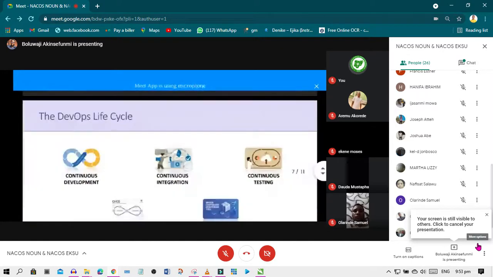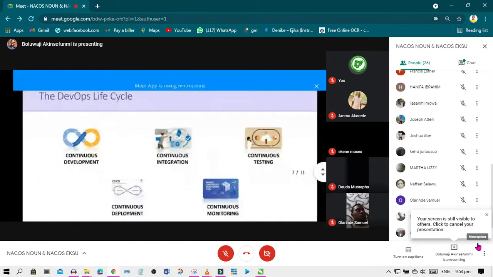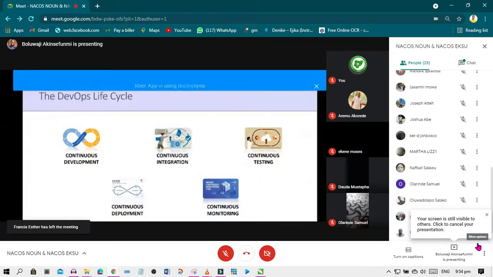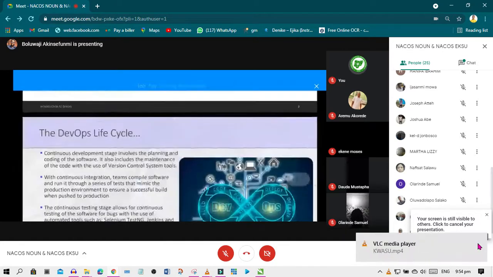So the DevOps lifecycle, I'll be going over to the DevOps lifecycle. The lifecycle that I'll be talking about in DevOps is split into 5. We have continuous development, continuous integration, continuous testing, continuous deployment, and continuous monitoring. Now let's look at each of these lifecycle stages bit by bit.